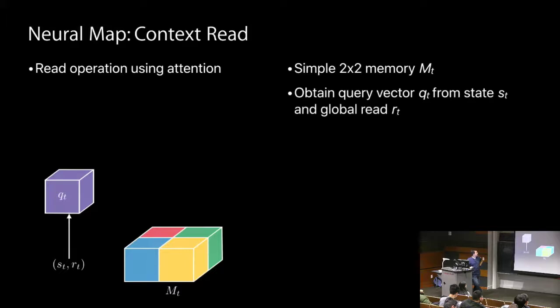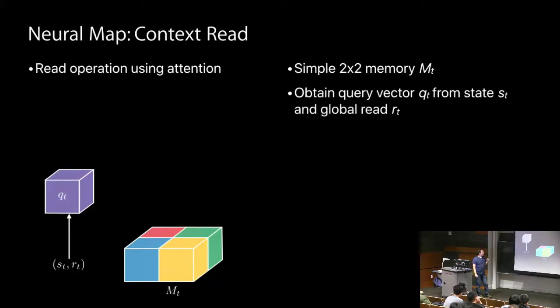Okay? So imagine that given the state that I'm currently in, so think of it as the frame that I'm receiving, what I'm seeing right now, and the read vector, which is the global summary of my memory, initially just a bunch of zeros, but as I'm updating the map, it gives me some features. I now compute the query vector Q. I'm just concatenating those two, passing it through another matrix W, and I get some vector Q. And let's say that my memory is just a 2x2 memory.